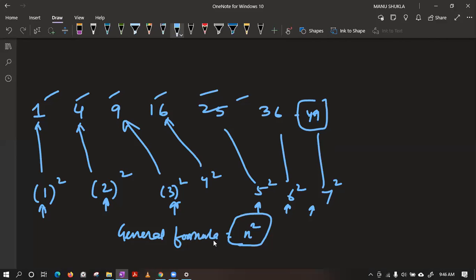Kritika, it all depends on your practice. The more you practice, the more easily you will be able to understand the general formula. It is all about practice, nothing else.